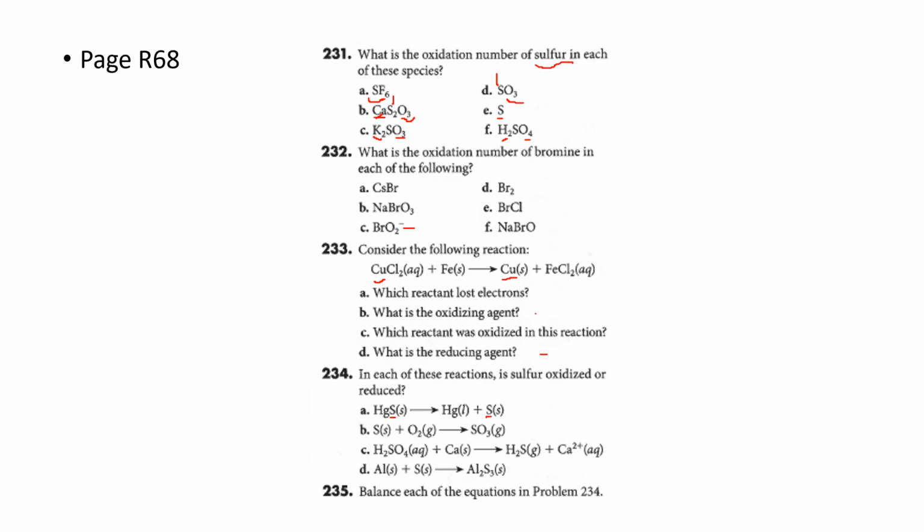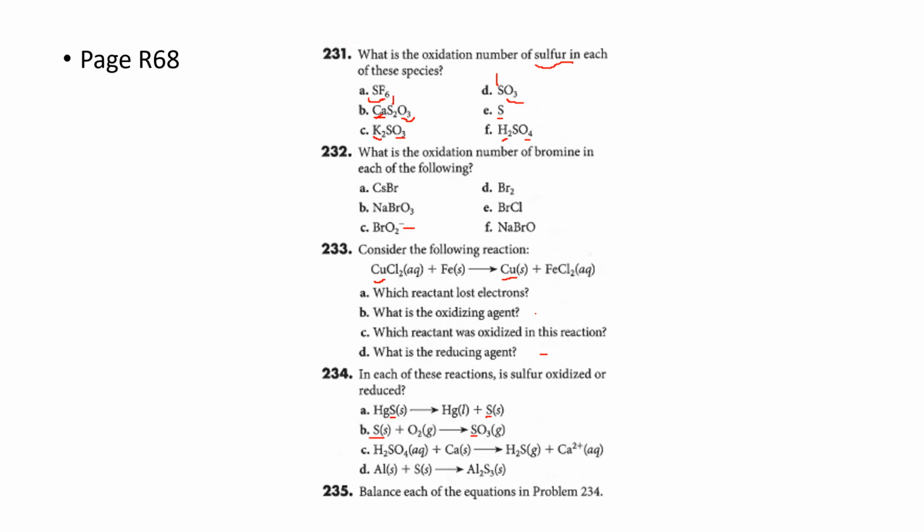Here, part B, elemental sulfur, 0. On this side, it's going to have a +6 oxidation state. So 0 to +6, its charge is becoming more positive. So again, it is being oxidized.